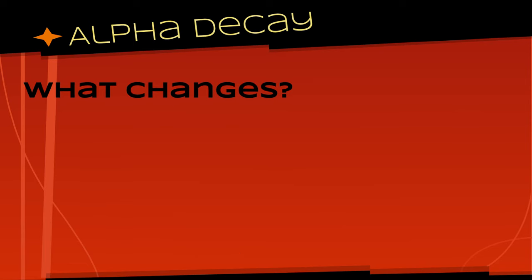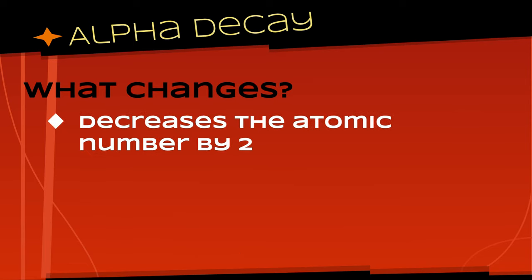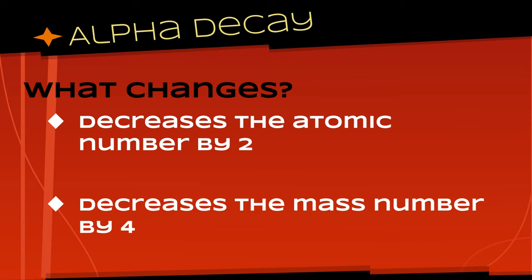What's going to change? Okay, we're going to change 2 things. We are going to change the atomic number, and what it's going to do is it's going to go down by 2 in the original atom because we lost the 2 protons. Then the mass number is going to decrease by 4 because we lost the 2 protons and the 2 neutrons. So mass number is protons plus neutrons, 2 and 2 is going to give you 4. So we're changing both the atomic number and the mass number, and both of those are decreasing.